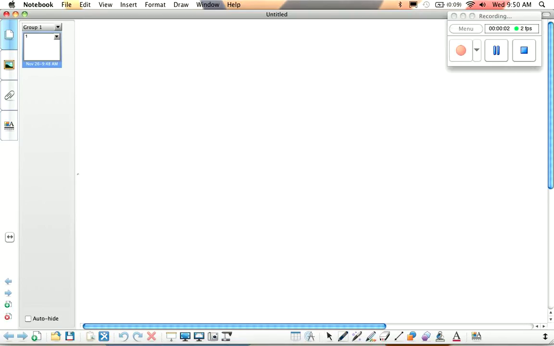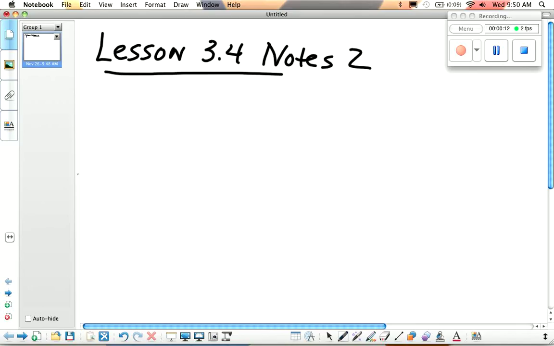Okay, so this is a lesson 3.4 add-on, or you can consider it notes 2, however you want to consider it. Make the note that these problems are found on page 191, so you know where they came from. It's always useful when you're referring back to your notes. And we're going to start with problem number 37.